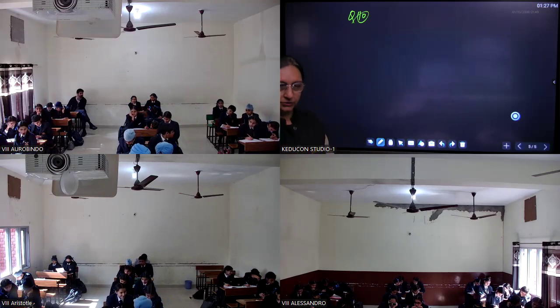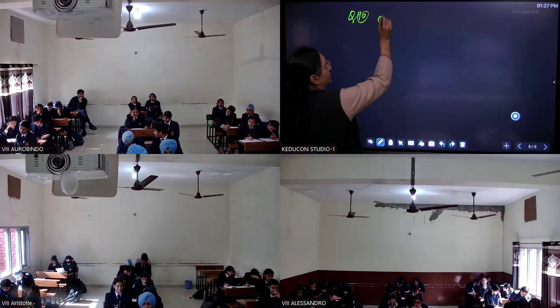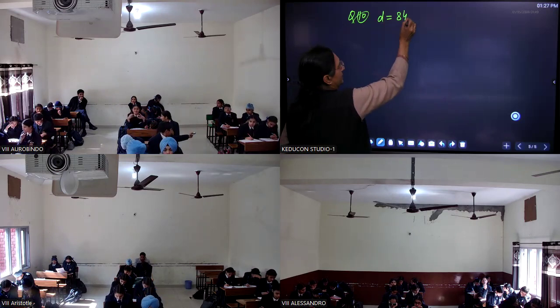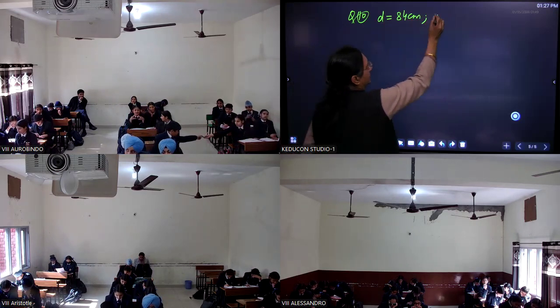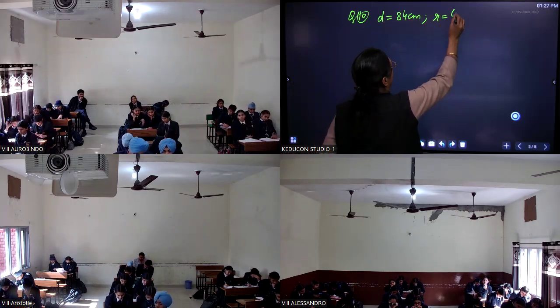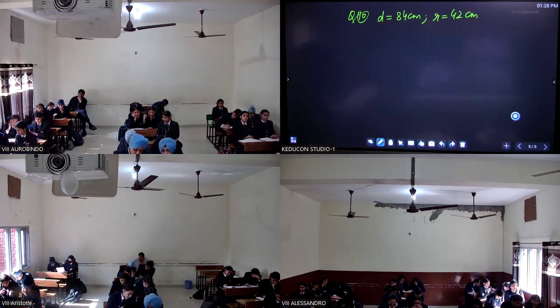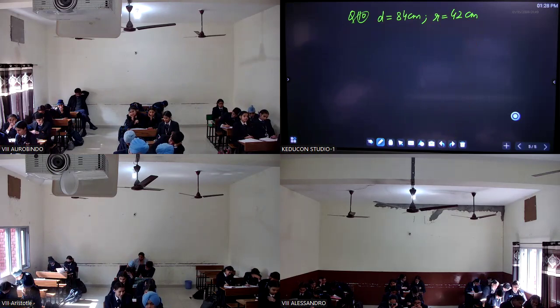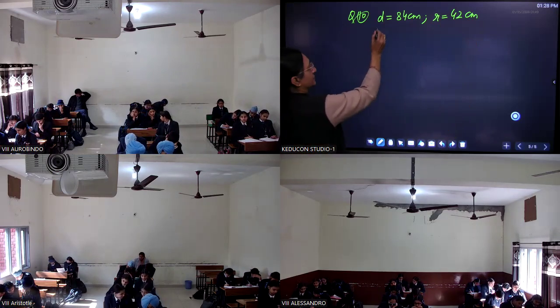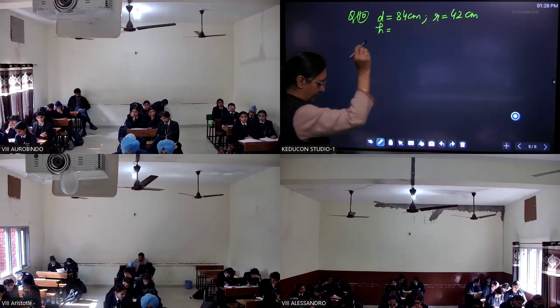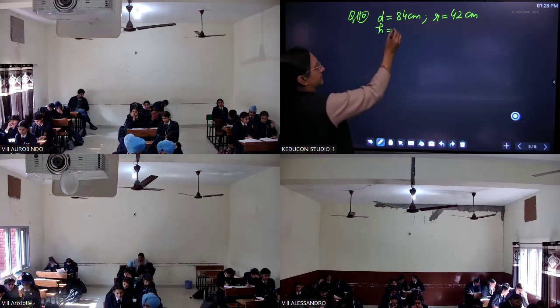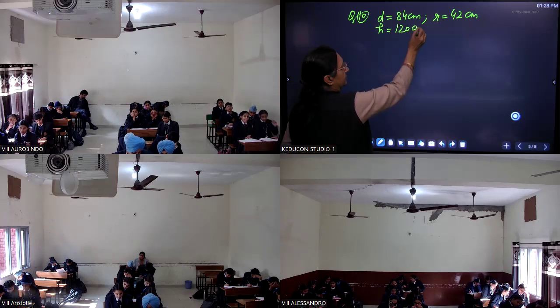The diameter is given to you. Of course, this is the diameter, 84 centimeters, and you always need the radius. So we divide by 2 and get 42 as the radius. Then the length of the roller is given to you. Of course, this will be the height. This is given to be 120 centimeters. Height is given to you.